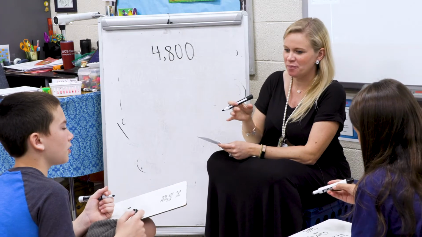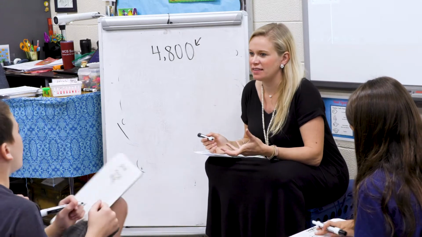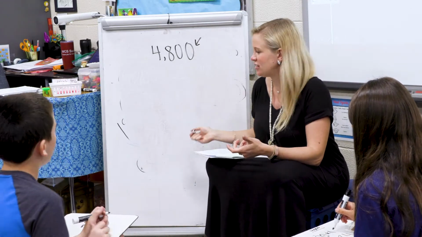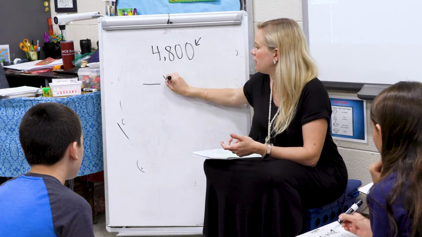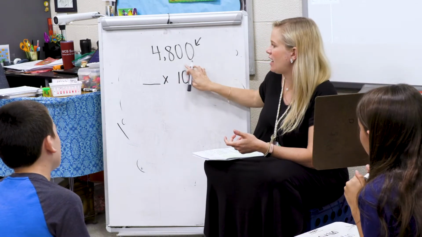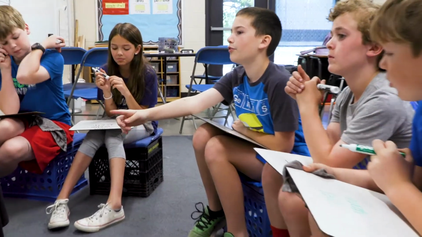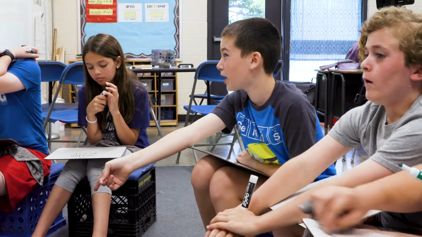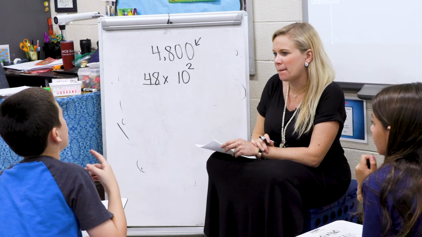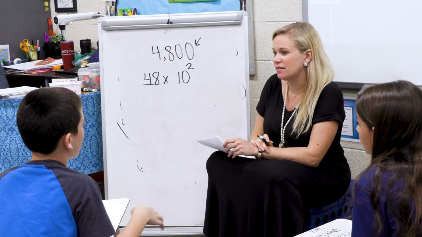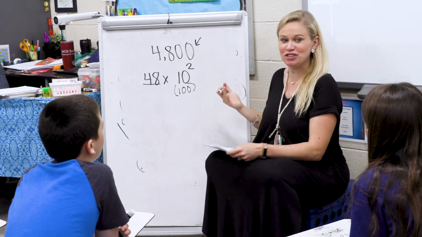Now, before we share these out, I want to talk about this number 4,800. If I were to rewrite this using an exponent like we just did, how could I rewrite 4,800 by multiplying something by a power of 10? How could I rewrite 4,800? Matthew? Well, it would be 48 times 10 to the second power. 48 times 10 to the second power. And how did you know it was 10 to the second power? Because 10 to the second power is 100, and 48 times 100 is 4,800. Good. So we could look at this as being 100, and 48 times 100 is 4,800.